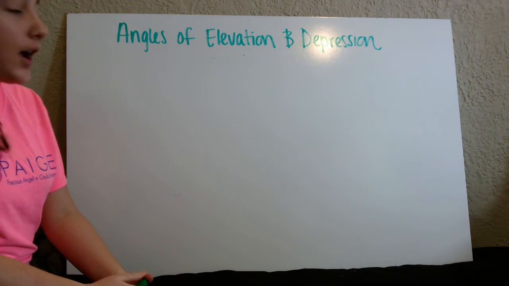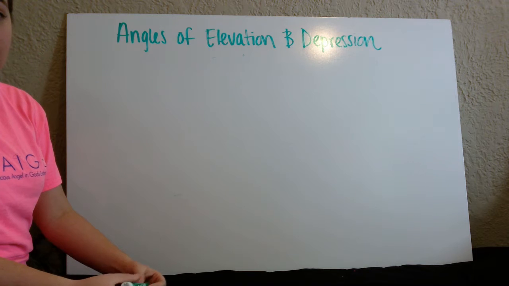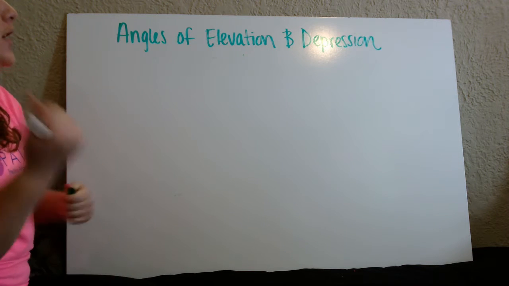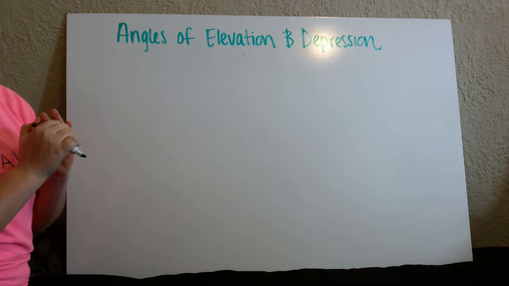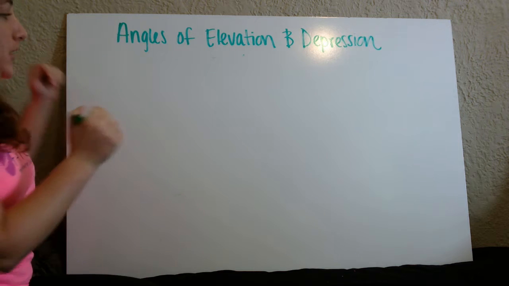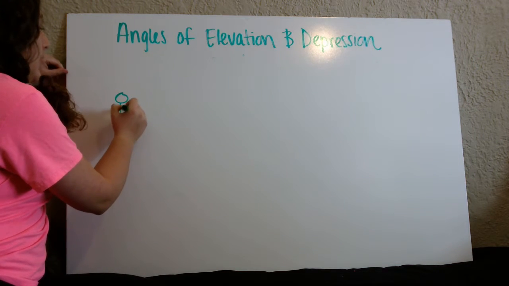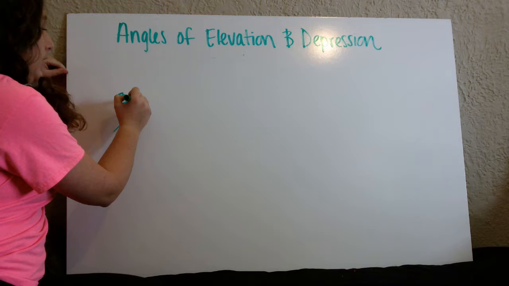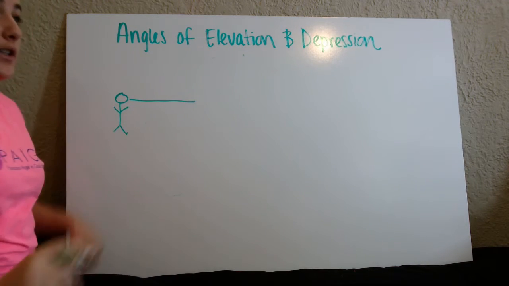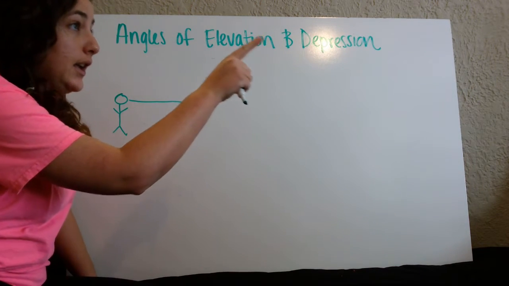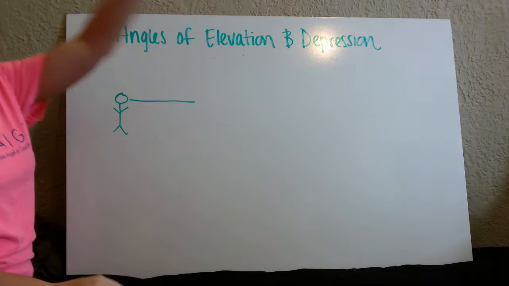Okay, so we're going to talk about angles of elevation and depression. So let's start with an angle of elevation. If you're going to have an angle of elevation, it's going to have to go from your line of sight, which is straight forward, as if you were just looking straight ahead. And then elevation means you're looking up.